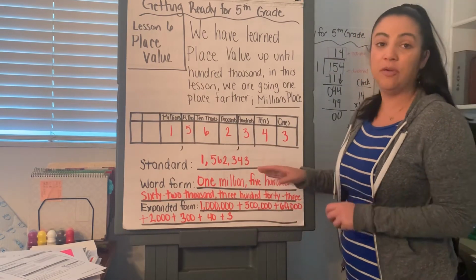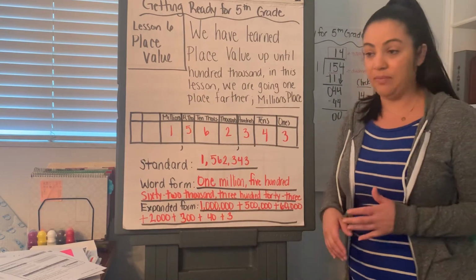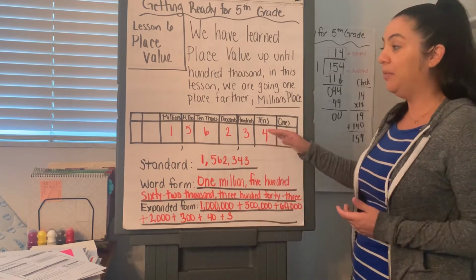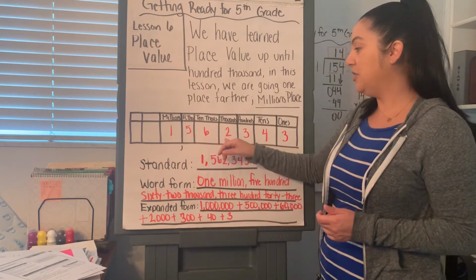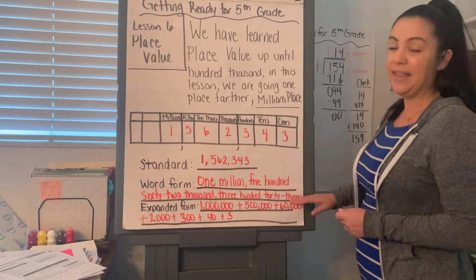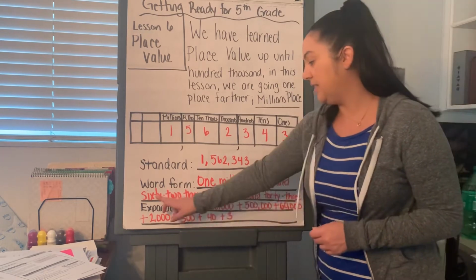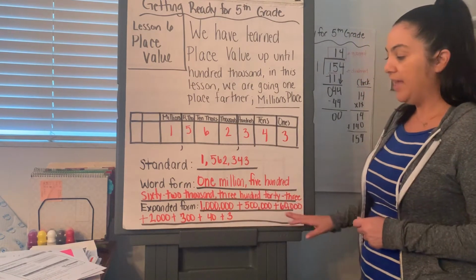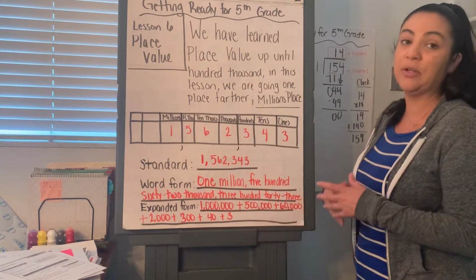So remember, standard form is the regular numeric form of a number. Word form is the written form, and the way that you write it is the way that you read it. So if I would read this number, 1,562,343, I'm gonna write it that same way. 1,000,000, comma, 562,000, comma, 343.